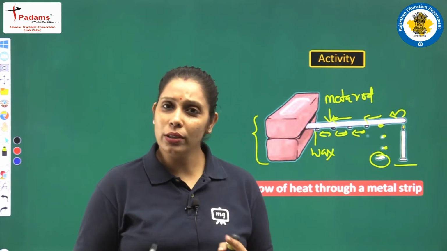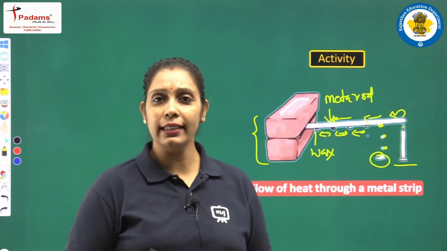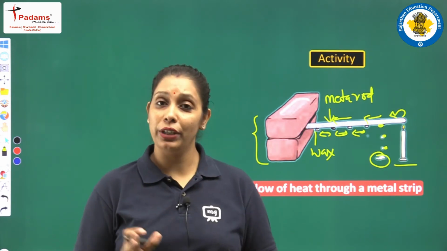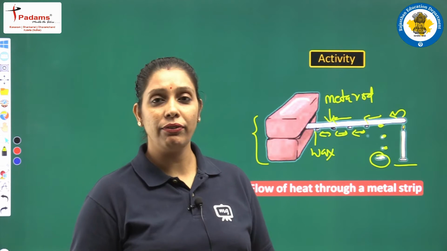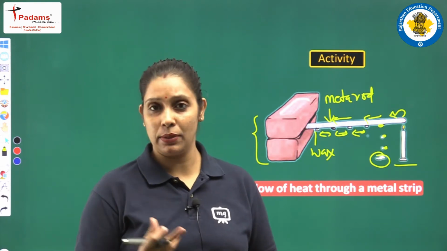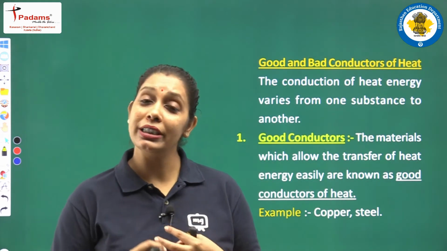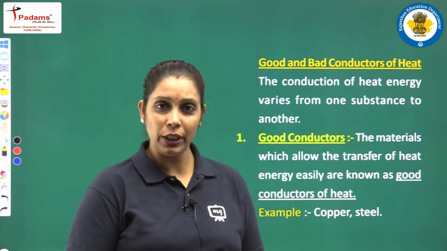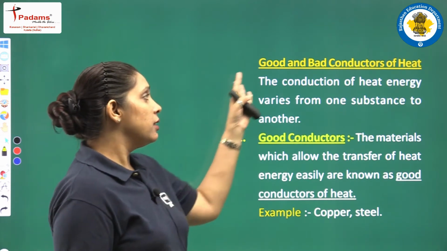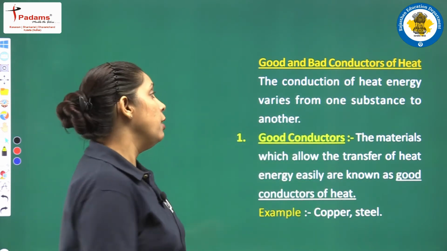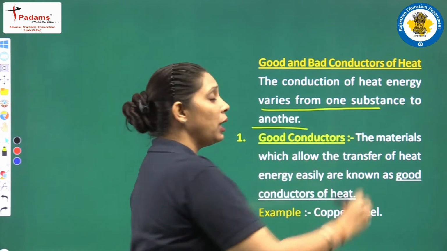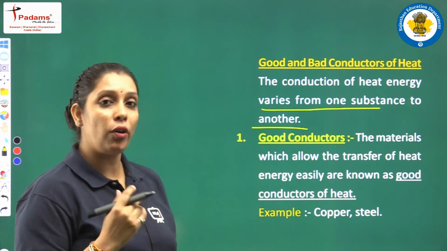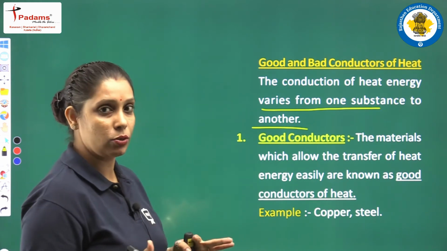Students, in all solid objects does heat transfer easily? Not exactly. On the basis of the transfer of heat, we mainly classify objects into types. Okay, what are they? They are good conductors, and poor or bad conductors, or insulators. Okay students, so we can say that the conduction of heat energy varies from one substance to another. Let's start with the good conductors. What are good conductors? We already studied about them in our previous classes also.